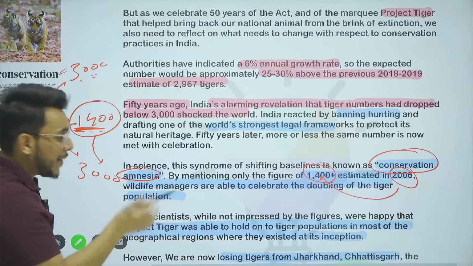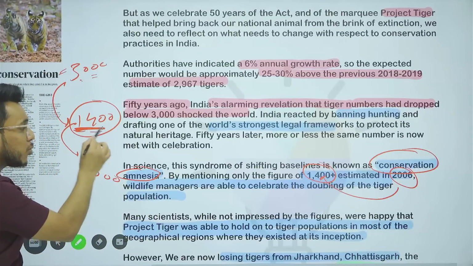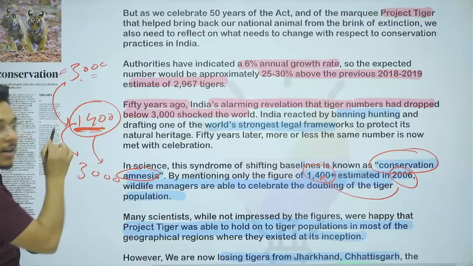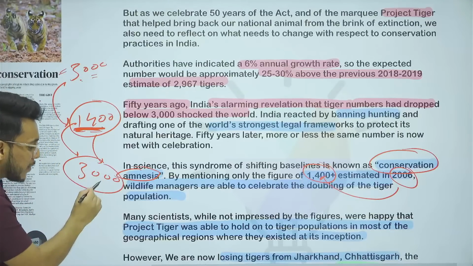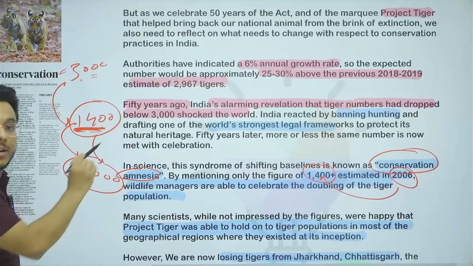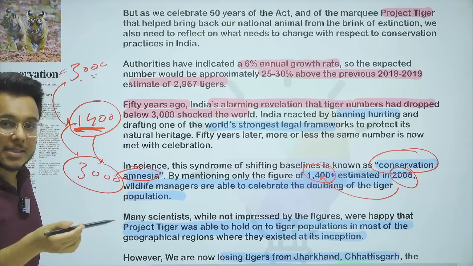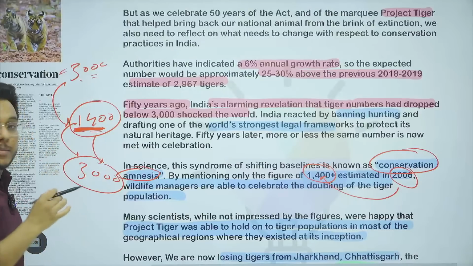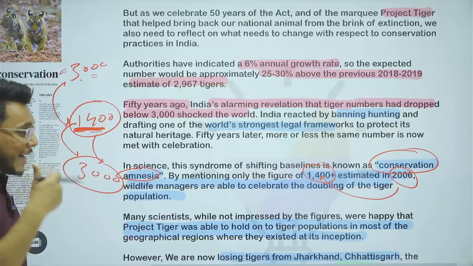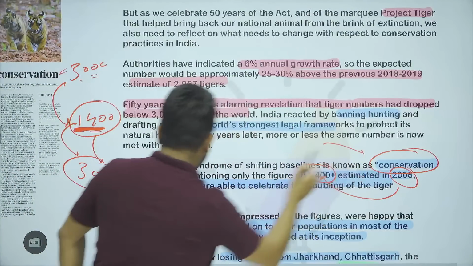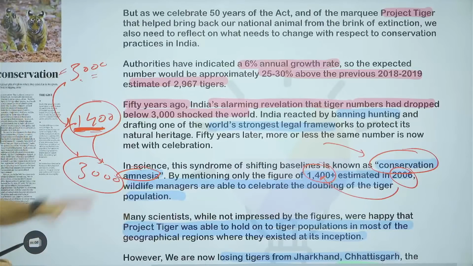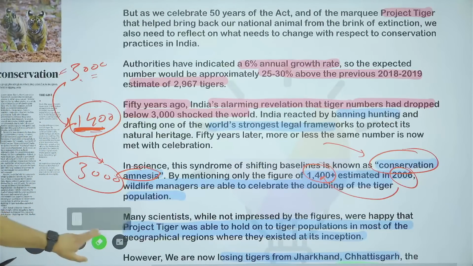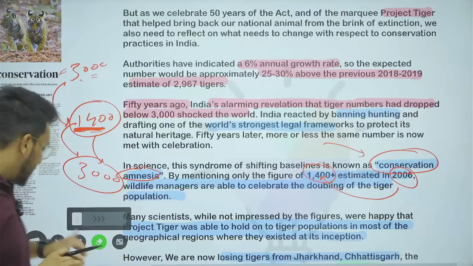So what has happened is the baseline has been shifted to a suitable number, that is 1,400, because when you see the present population in comparison to 1,400, it will look like much improvement has happened, more than doubled. Many times the baseline is shifted, and that is called conservation amnesia. So this is something that has happened, and on this basis we are celebrating.